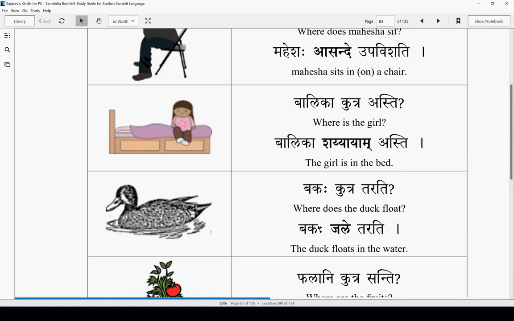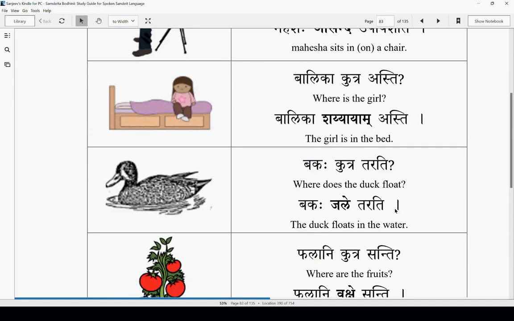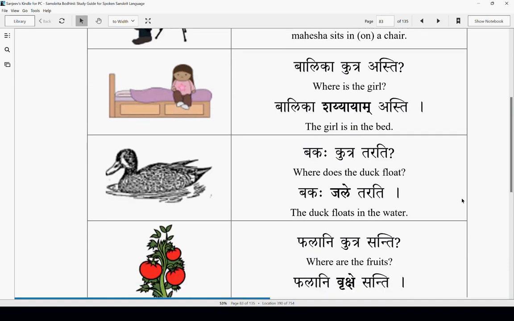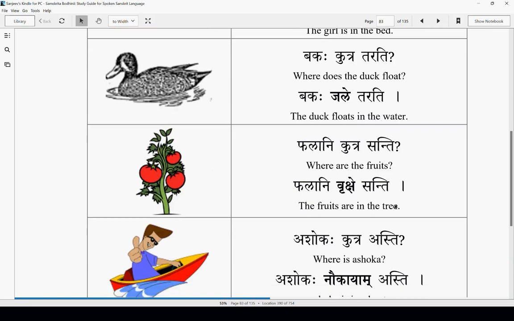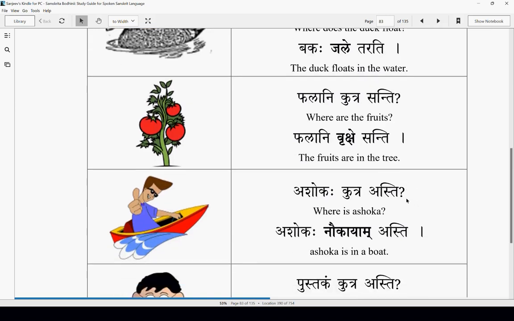And another example given here is Bakaha kutra tarati. Tarati floats. So remember, tarati has two meanings: float or, what is the other one? Cross. Cross a bridge, cross a nadi. In that case it becomes sakarmaka. In this case, floating, it is akarmaka. Bakaha kutra tarati, bakaha jale tarati. Then phalani kutra santi, phalani rukshe santi.